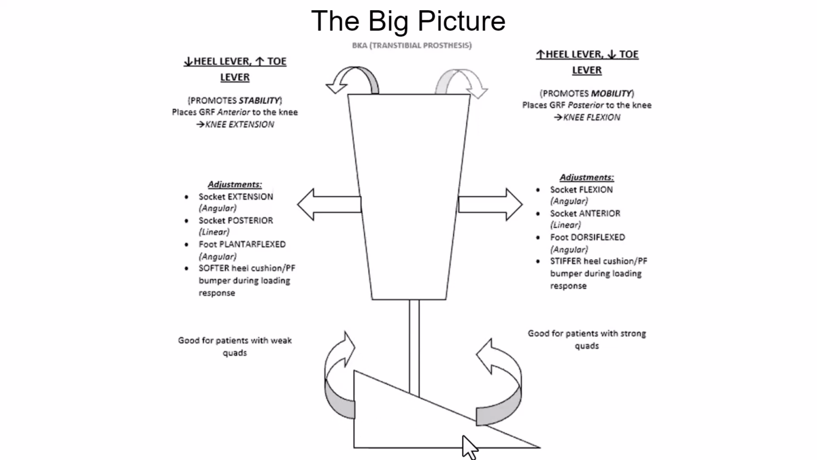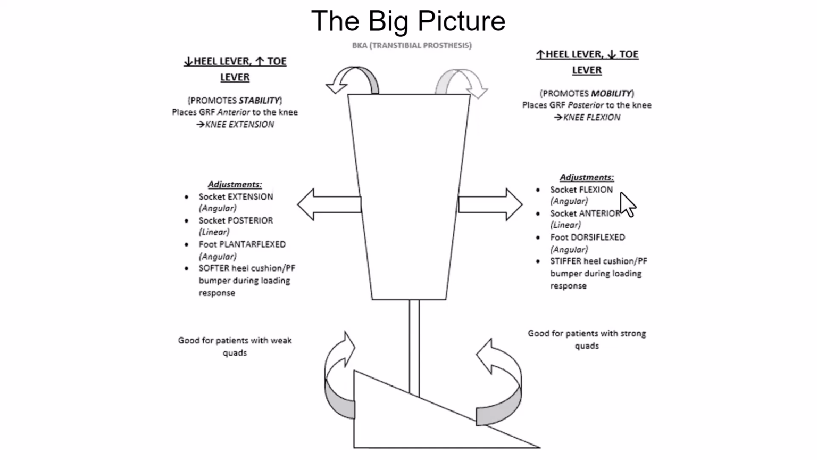Additionally, you can have a softer heel cushion, particularly in those SACH feet that we talked about previously. And this softer heel is going to help promote plantar flexion of the foot. All of these things are going to be really good for patients with weaker quads. Now on to the other side. If you increase the heel lever and decrease the toe lever, you're going to promote mobility or knee flexion, because you're placing the ground reaction force posterior to the knee.